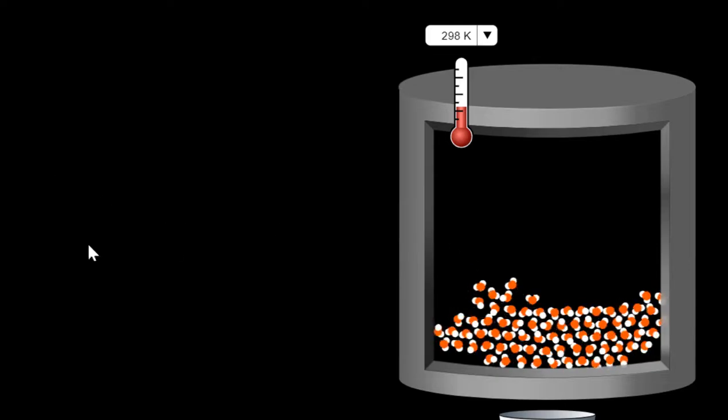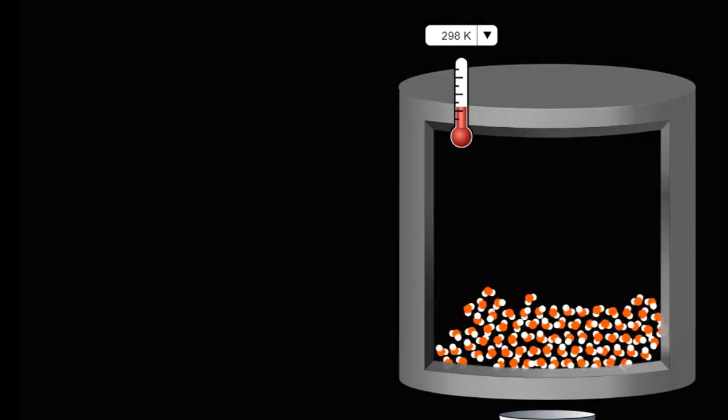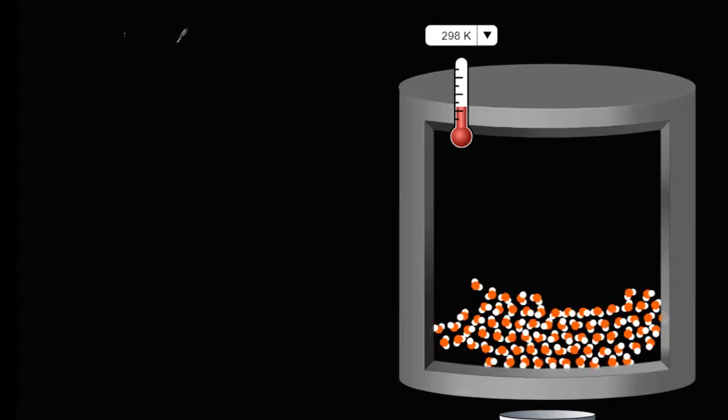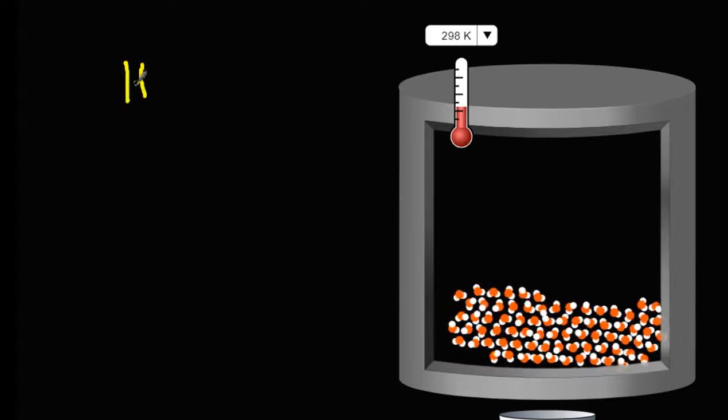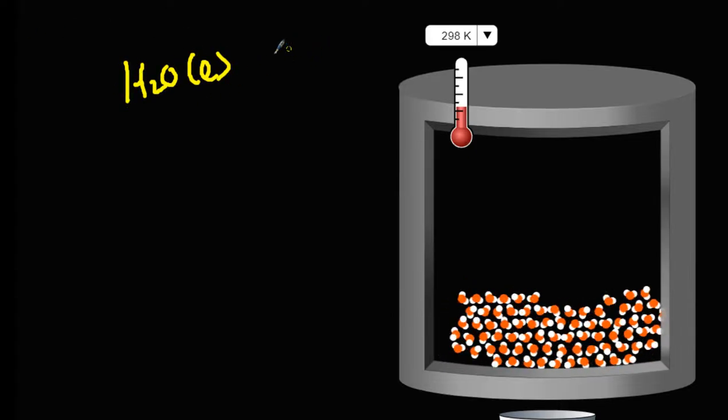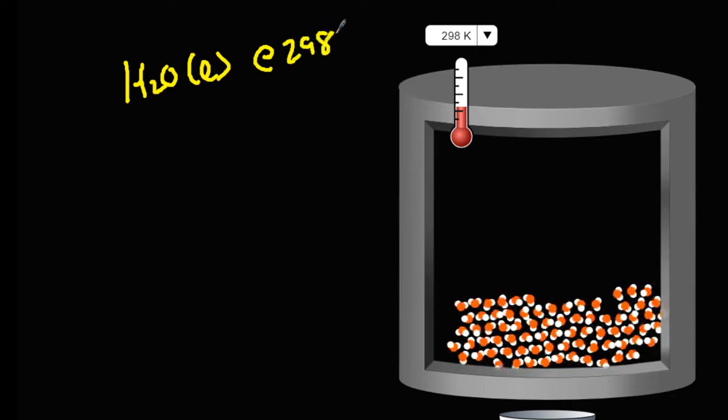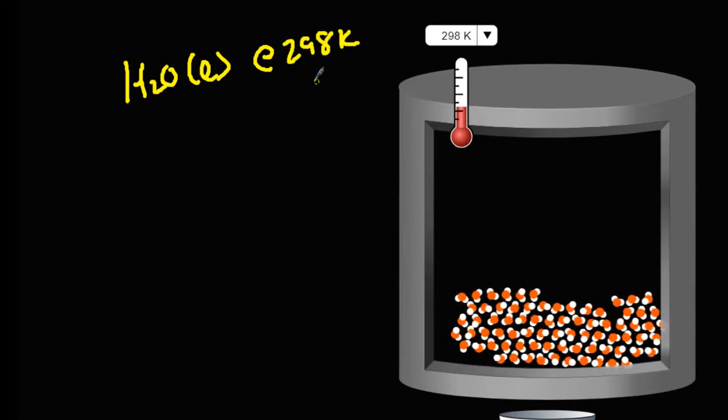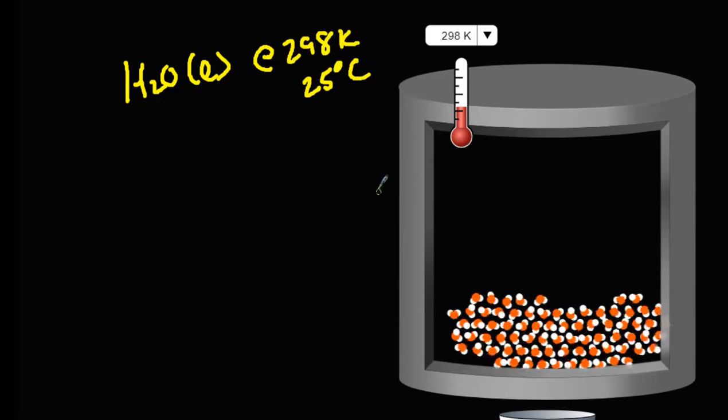And so let's go to just straight water molecules here. These water molecules are liquid water. And so you can see we have an H2O liquid right here. This H2O is at 298 Kelvin or 25 degrees Celsius right here.